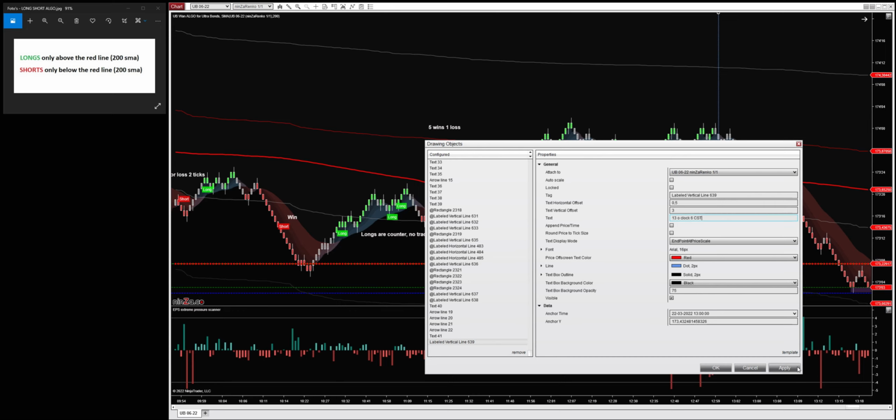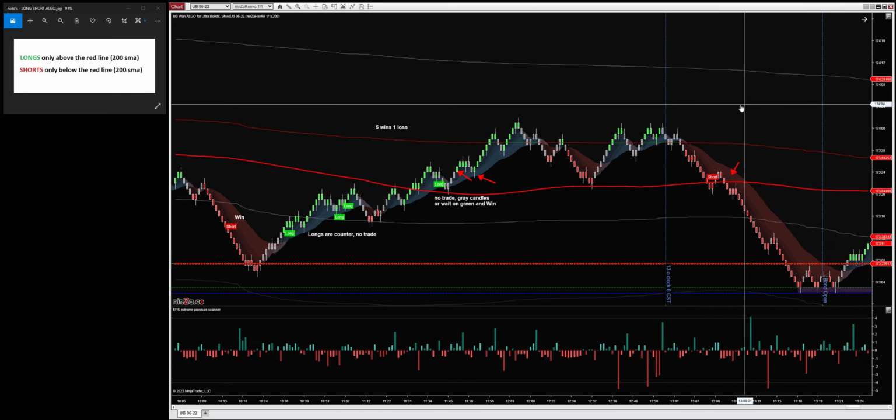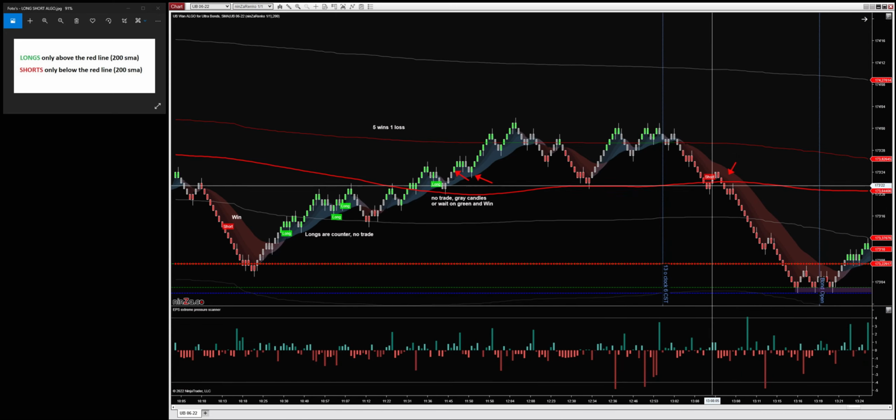That should be 6 Central Standard Time. Then we see more volume getting in the market, more volatility. And then we got another win.